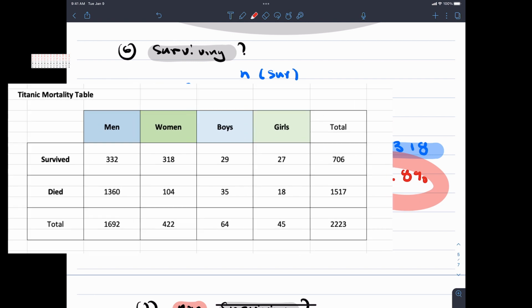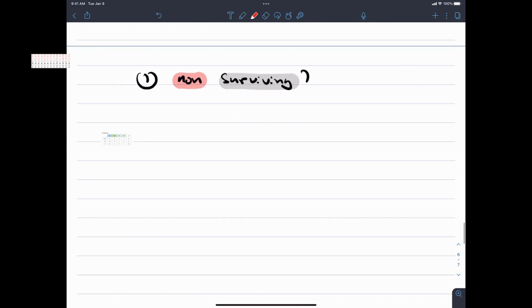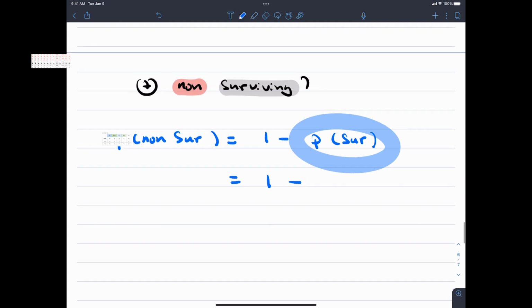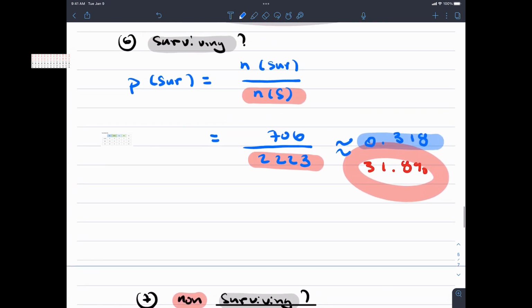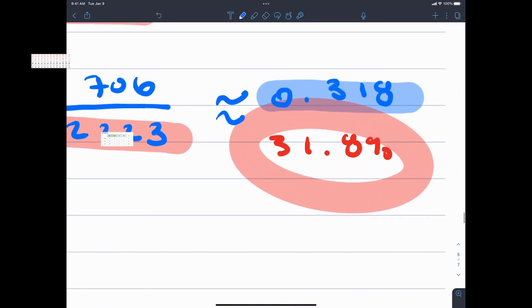What's question number 7 now, ladies and gentlemen? Question 7 is right here: what's the probability of non-surviving? I'm going to say use the complement rule. The probability you don't survive is 1 minus the probability that you do survive. Do you happen to know the chance of surviving? Because we just figured it out. It's 0.318 over here. Is that right? See what I'm saying? 0.318.